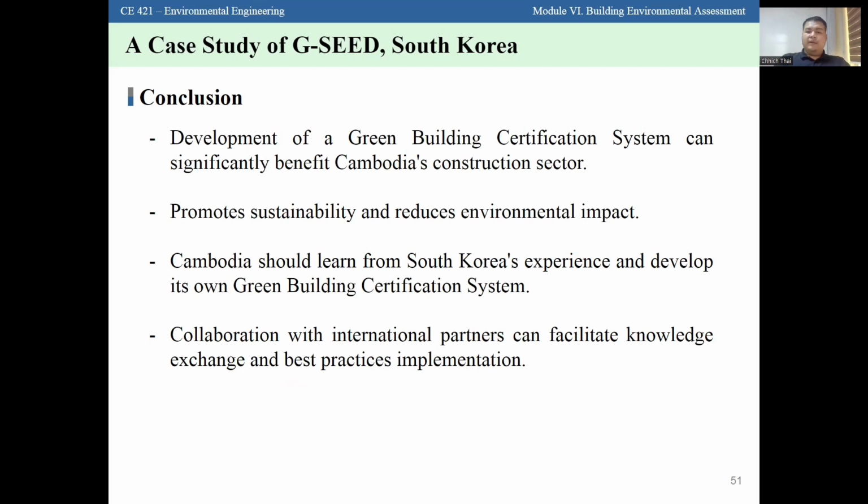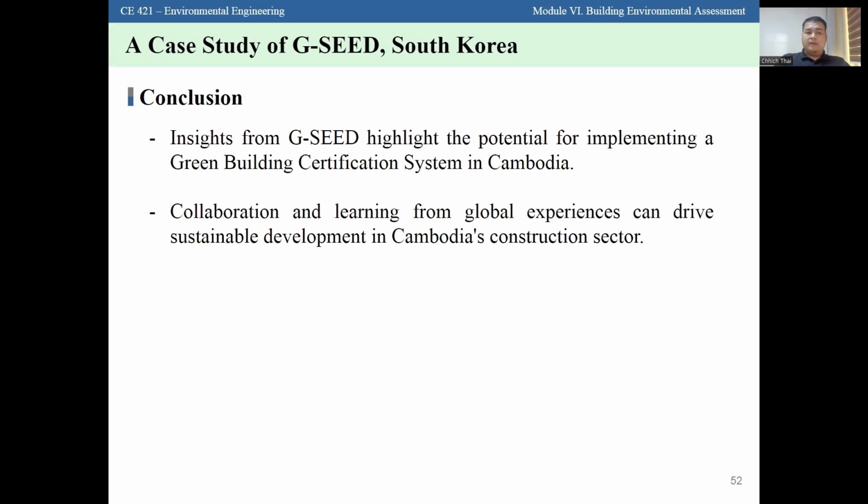By learning from the Korean experience and developing our own green building certification system, by collaborating with other international partners, we can facilitate knowledge exchange with best practice implementation. And also, GC can highlight the potential for implementing green building certification in Cambodia by collecting and learning from global experience to improve sustainable development in Cambodia's construction sector.